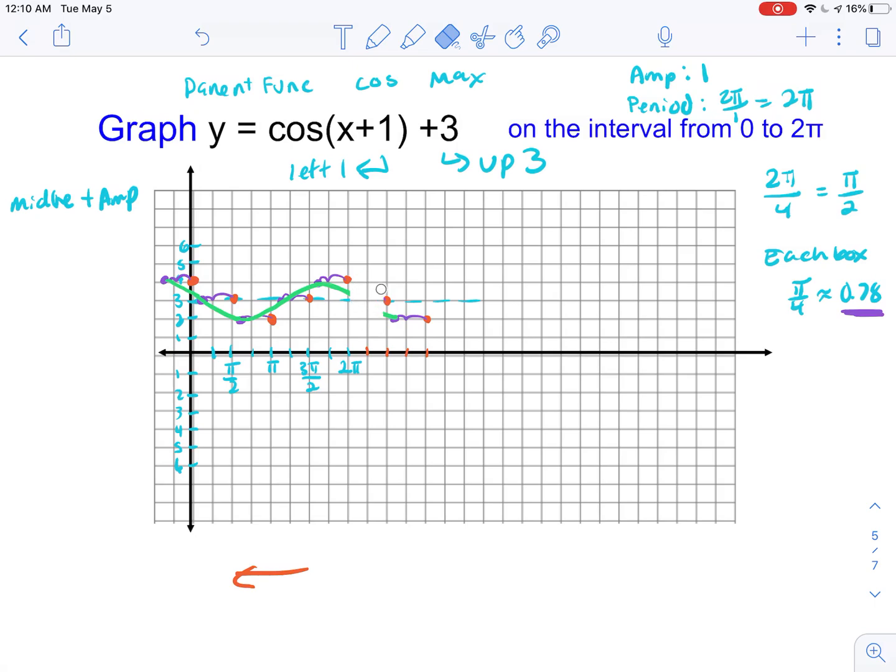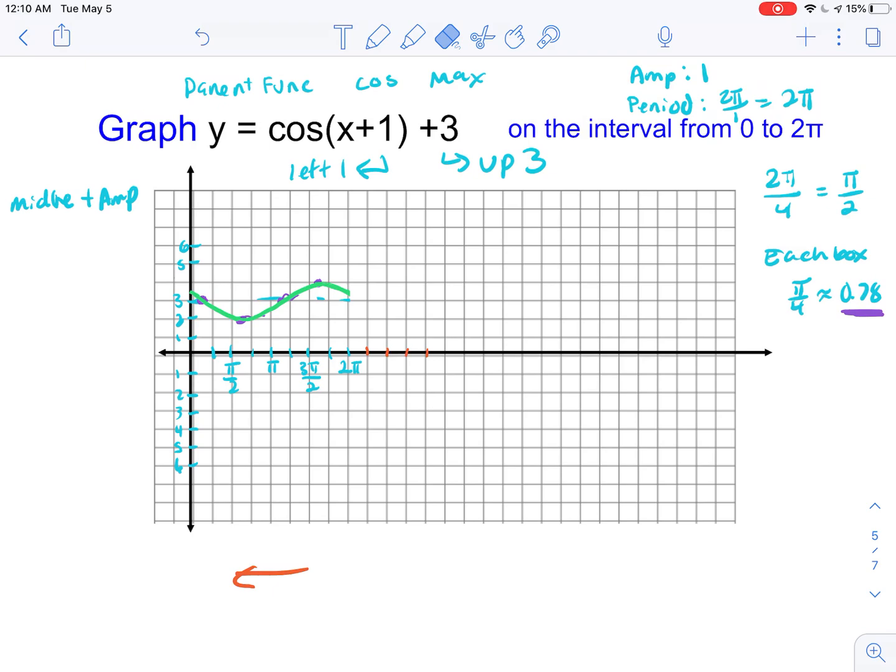Okay, so now what can I erase? What can I get rid of? Well, I'm stopping at 2 pi, so I can actually erase everything past it. Okay, that was all just to help me. I'm starting at 0, so I can actually erase all of this as well. And I'm going to start erasing where my cosine function was. Okay? And that is my graph from 0 to 2 pi.